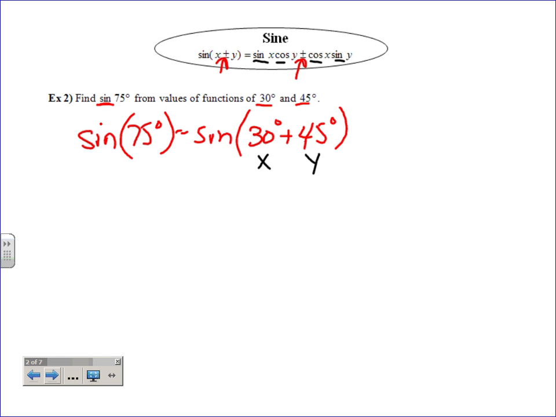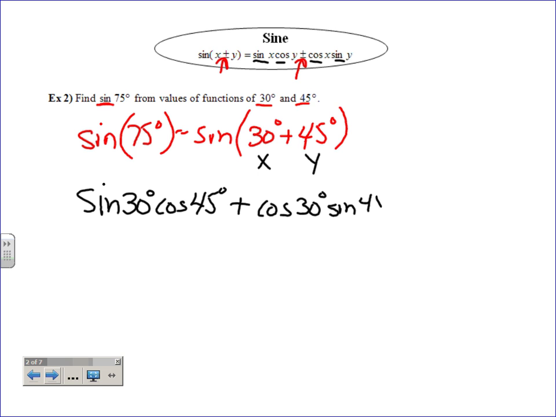So it says sine of x. So sine of, well, what's my first one? 30 times cosine of y, which is 45. And so based on what I just told you, what should be the next thing I write down? A plus. And then cosine of 30. Now, I took sine of both values, right? And I am going to take cosine of both values. Agreed?